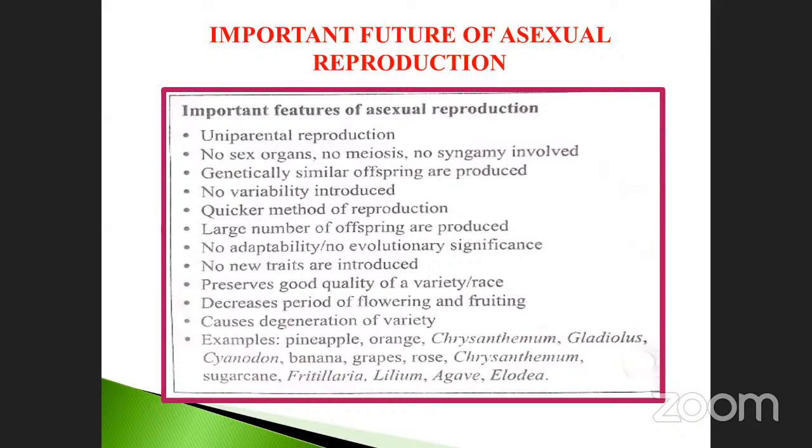What is meant by syngamy? Anybody else? Fertilization. Yes. The male and female gametes unite together to form a zygote. Syn means united, integrated. As a result, zygote formation takes place. The normal fusion of male and female gametes is called syngamy. Okay, and then genetically similar offspring are produced. That is also very, very important. Genetically similar. No variability is introduced.